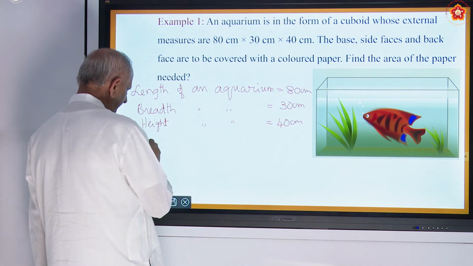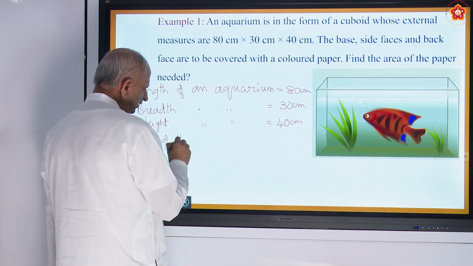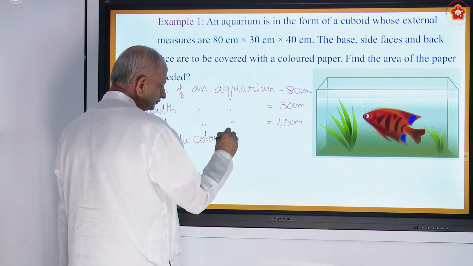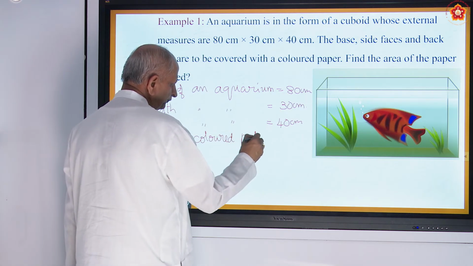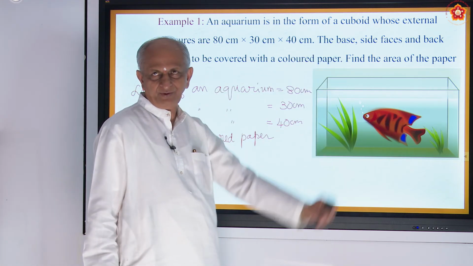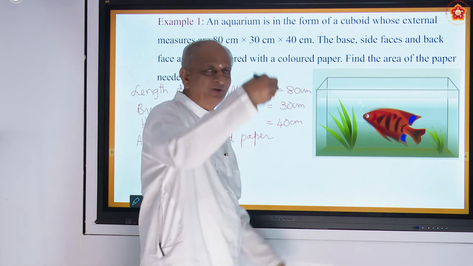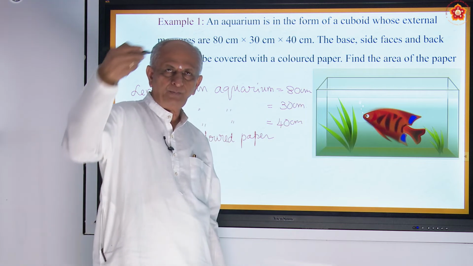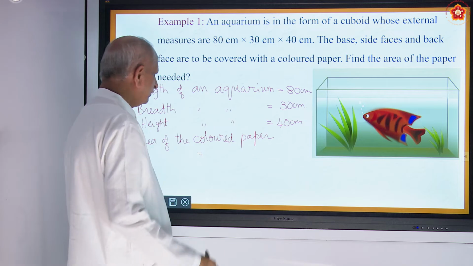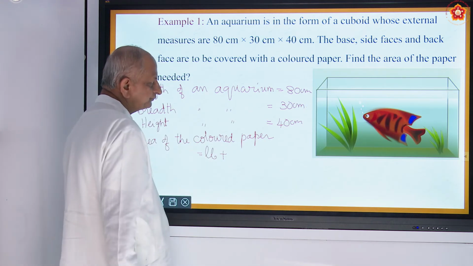So area of the base, area of the colored paper, so it should be covered for the base. Why not top? Because on the top you have to pour water or put some fishes, put some food and all that. Therefore only base is taken. That is rectangle. So you have L into B.